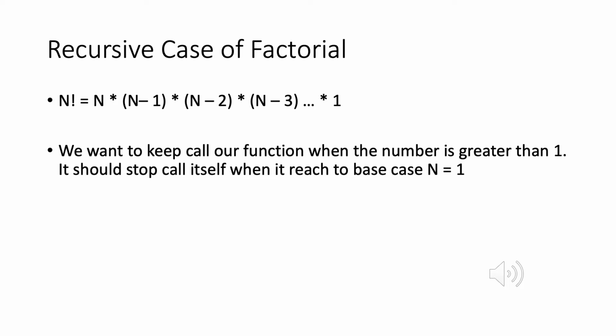After we have learned the base cases of factorial, we know when the function should stop calling itself. But when do we want the function to keep calling itself? Because the factorial is a product of a positive integer and of the integers below it, we want it to continue calling itself when the integer number is greater than 1. It should stop calling itself when the number reaches 1.